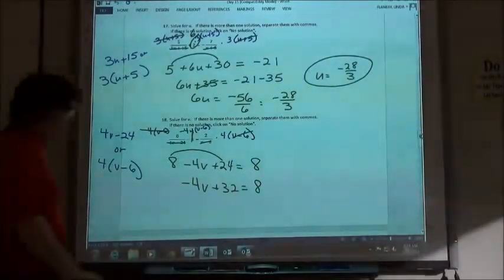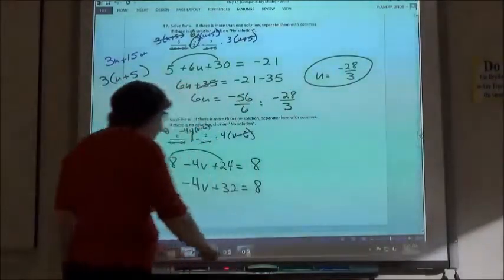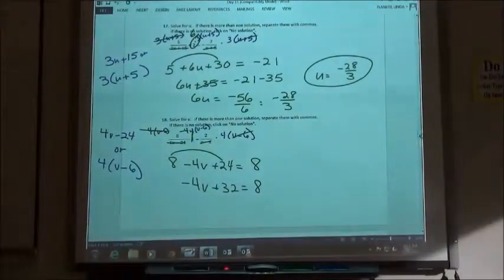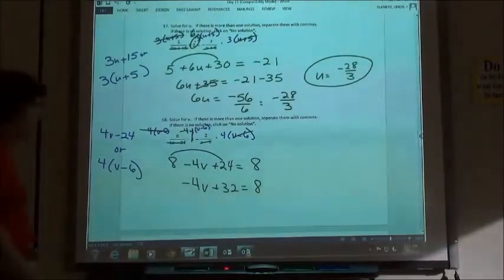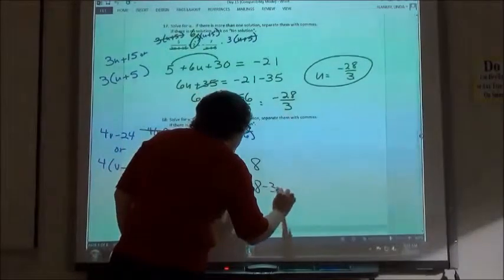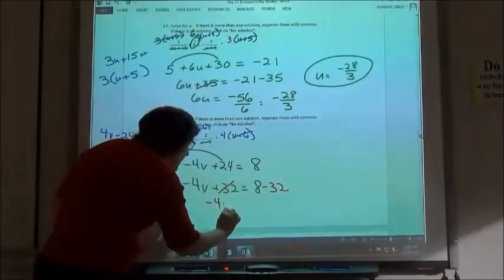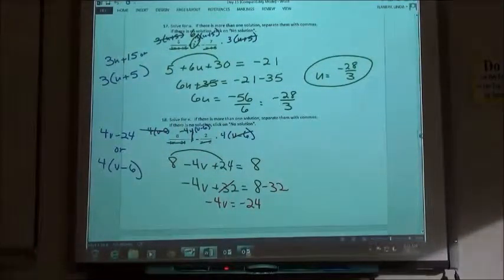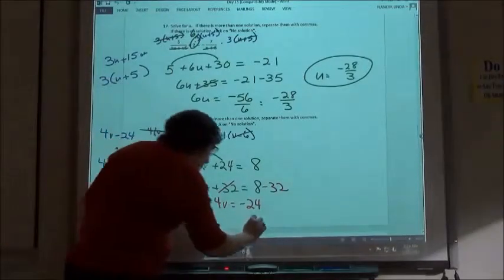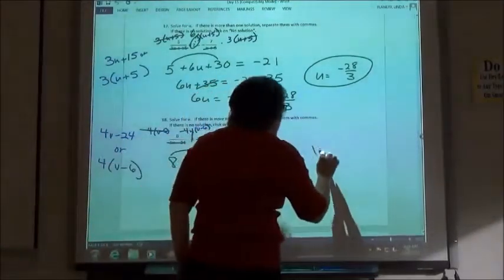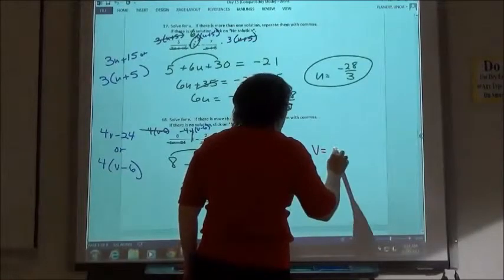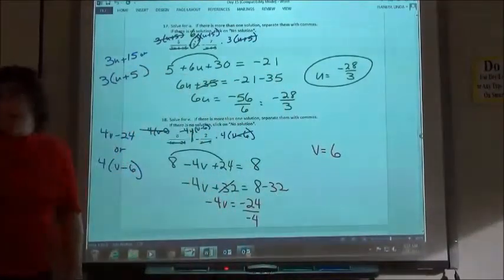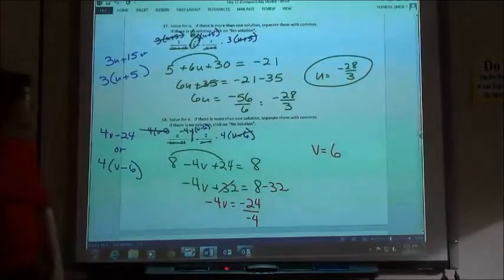So, if I'm going to solve that, what am I going to do? I'm going to move the 32. I'm going to subtract my 32. So negative 4v is going to equal negative 24, right? Then I'm going to divide by my negative 4, and I'm going to get v equals 6.